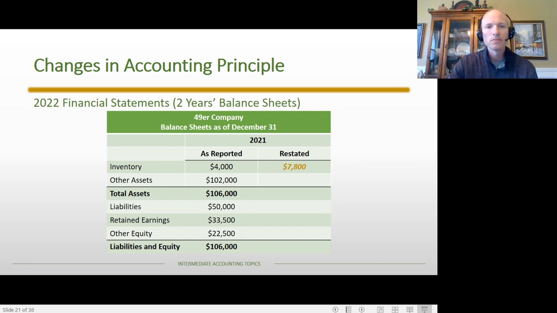All other assets are the exact same, and total assets are $109,800. I'm just going to move what I'm looking at here real quick. Sorry. So again, the total assets are increased 3,800. Liabilities are the same, 50,000. Retained earnings also increases $3,800. Again, that's part of that journal entry. Other equity is the same, and so of course the liabilities and equity also increase $3,800.